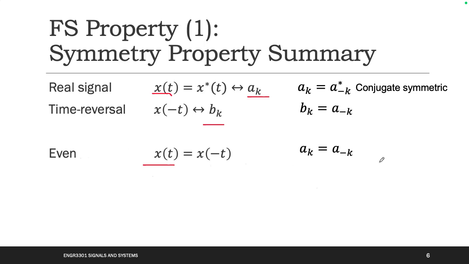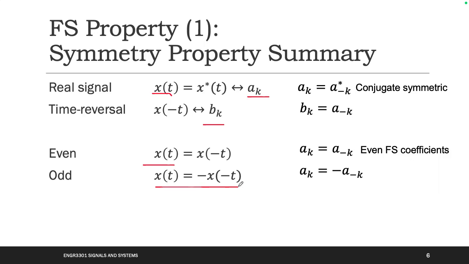And we call it even FS coefficients, which means that a_k has the even relationship. And if this signal is an odd signal, then this is just the definition for an odd signal, am I right? So a_k should equal negative a_{-k}. We call it odd FS coefficients.